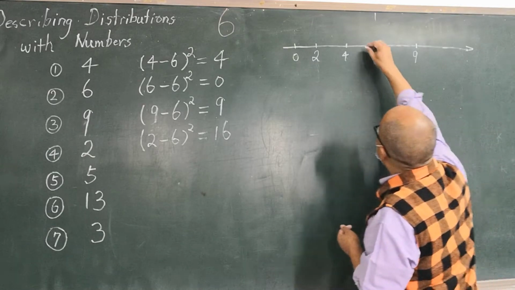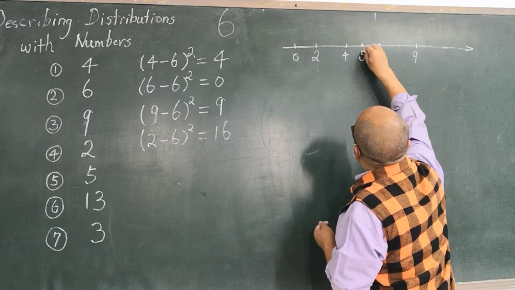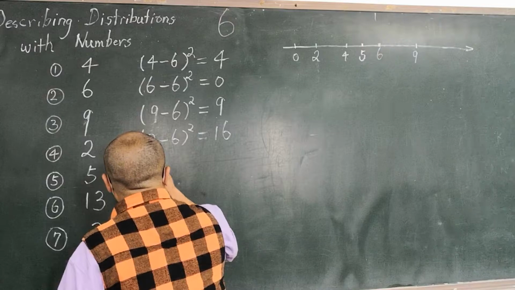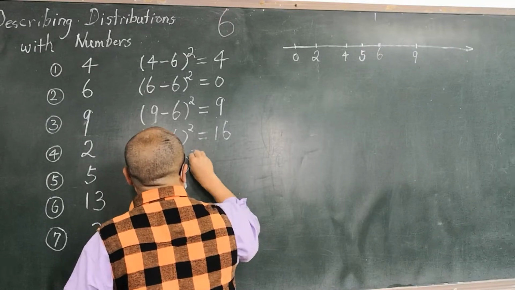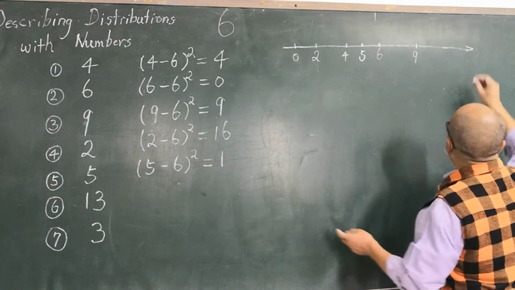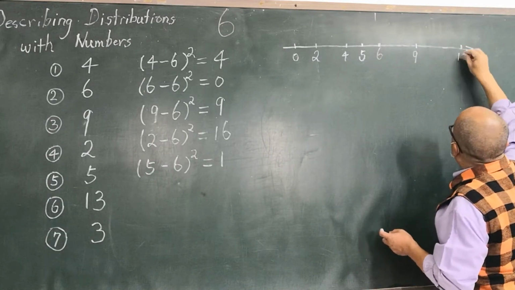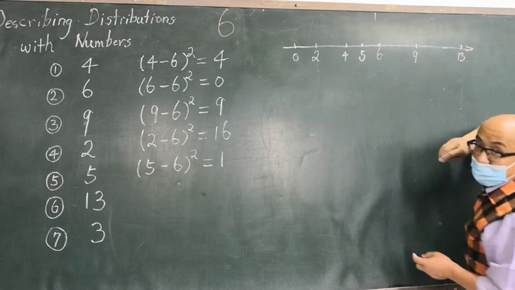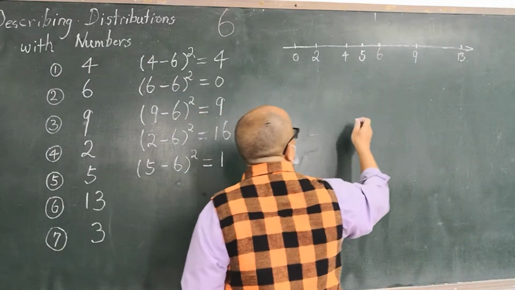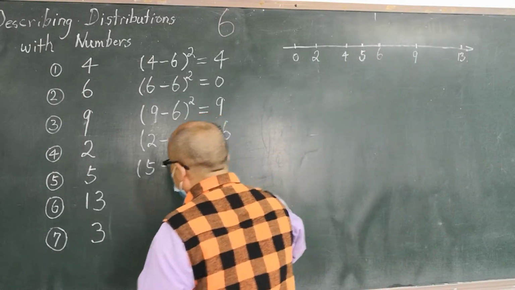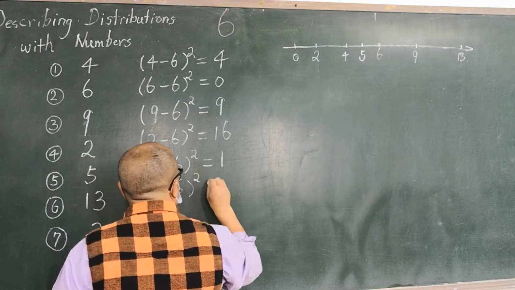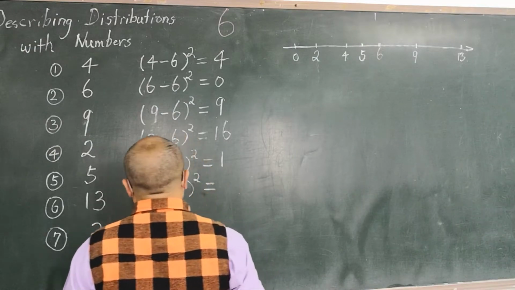And the 5, the distance from 5 to 6. And this number, this is very far away. 13, the distance from here to the mean, okay? 13 minus 6, squared, is 49.